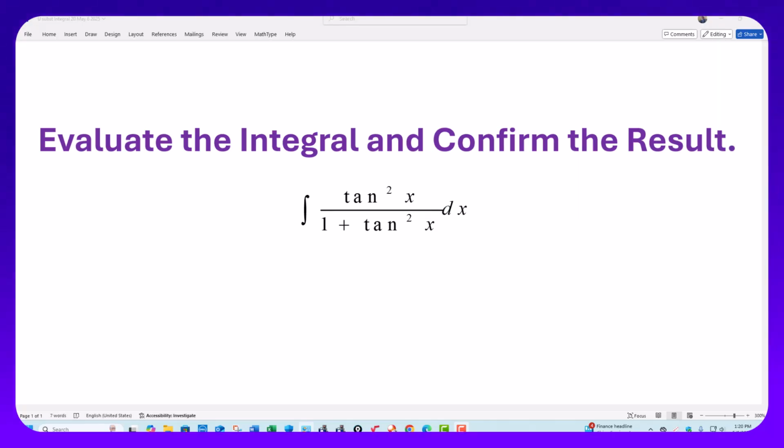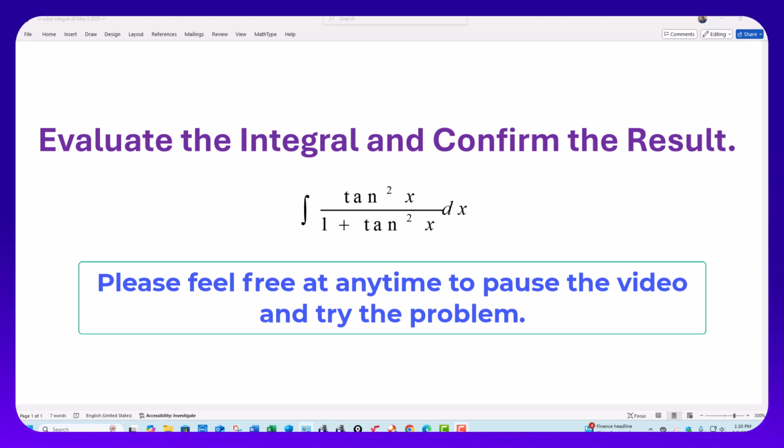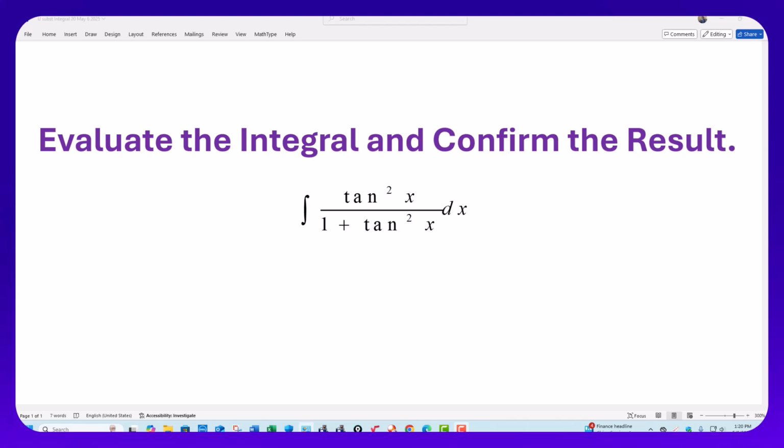In this video, we want to evaluate the given integral and confirm the result. That is, check it by taking the derivative of your answer, and it should give you the integrand. It's got tangent squared of x over 1 plus tangent squared of x.